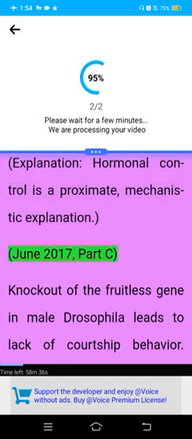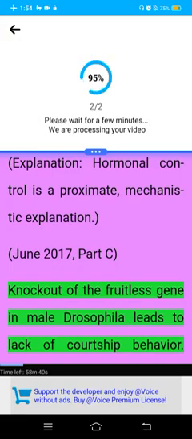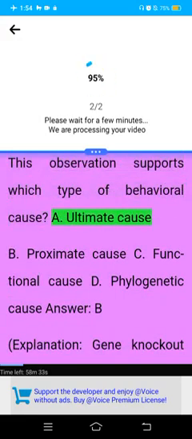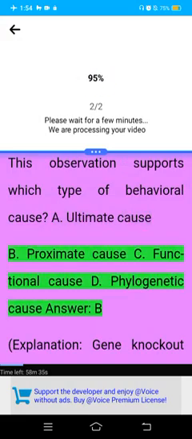June 2017, Part C. Knockout of the fruitless gene in male Drosophila leads to lack of courtship behavior. This observation supports which type of behavioral cause? A. Ultimate cause. B. Proximate cause. C. Functional cause. D. Phylogenetic cause. Answer, B.